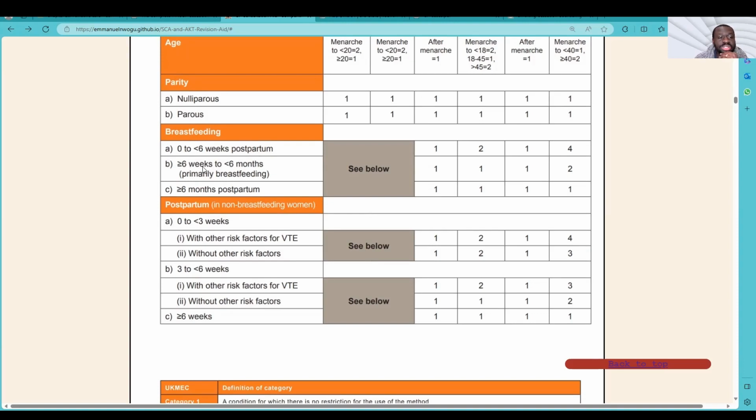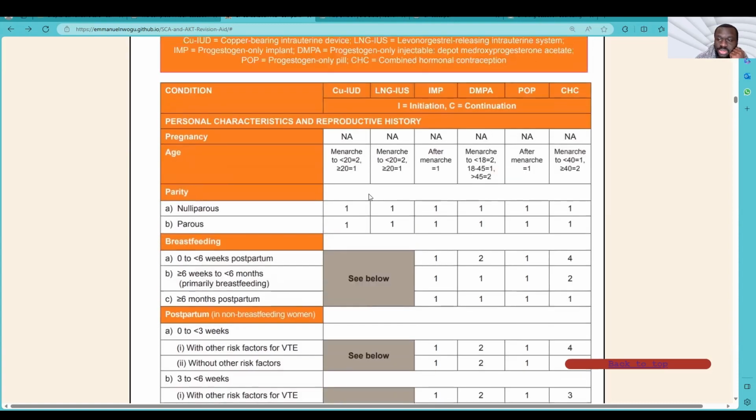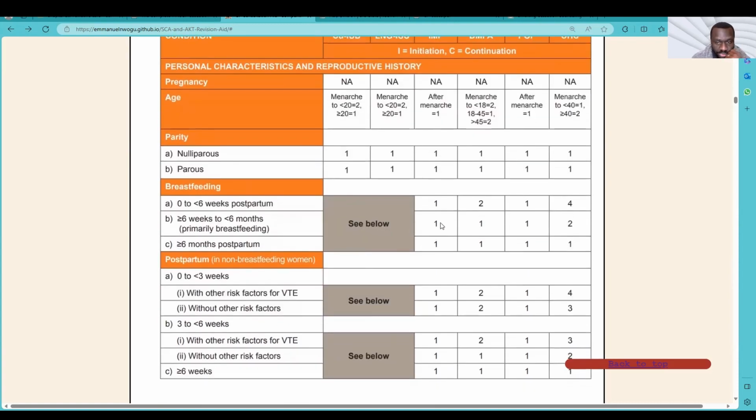Between 6 weeks and 6 months, it is UK MEC 2, which means you can still use it safely. Beyond 6 months, obviously, there's no VTE risk. So for the first 6 months, there are considerations regarding using combined hormonal contraception.